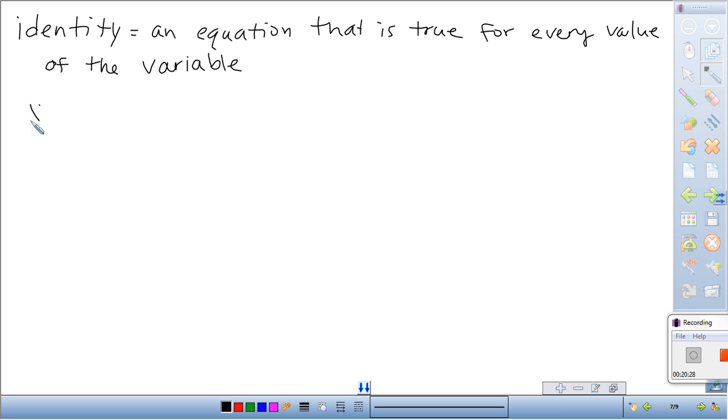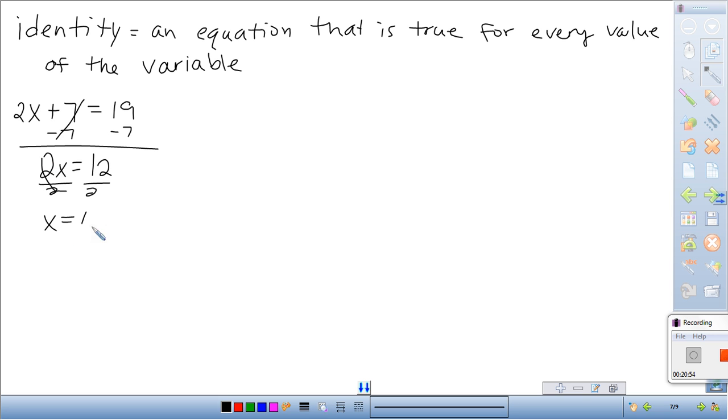So let me give you an example of something that's not an identity. How about 2x plus 7 equals 19. So let's solve this. So we would subtract 7 from both sides. Bring down the 2x. Bring down your equals. 19 minus 7 is 12. Divide both sides by 2.